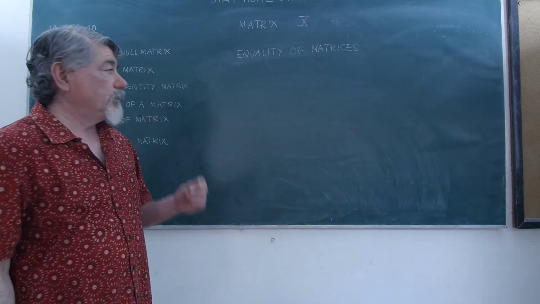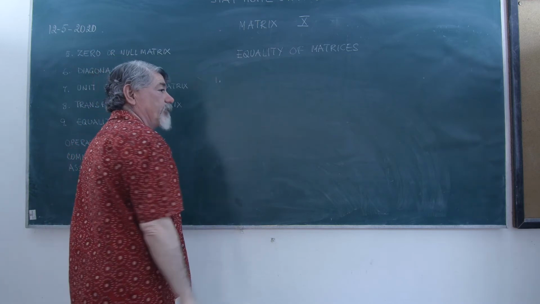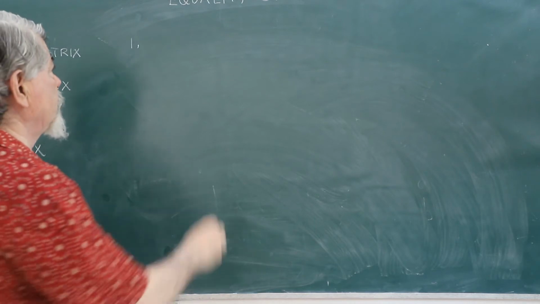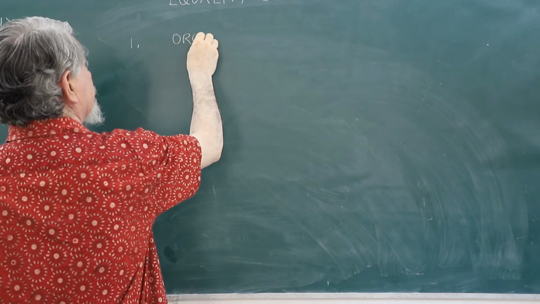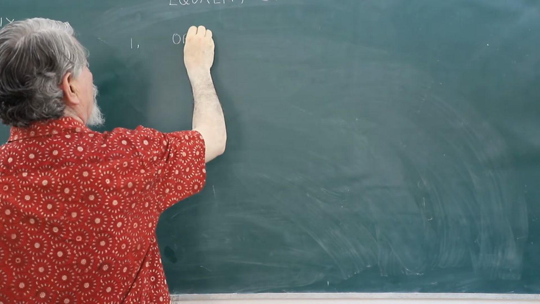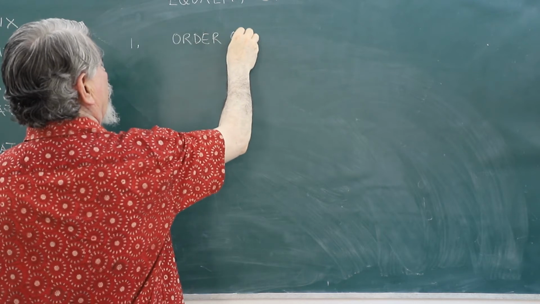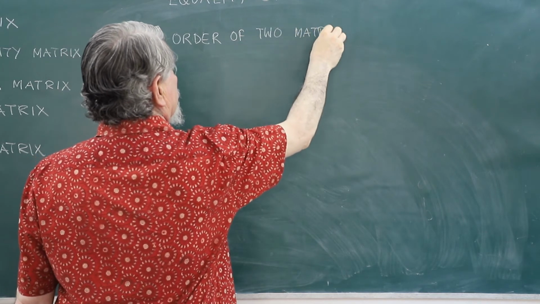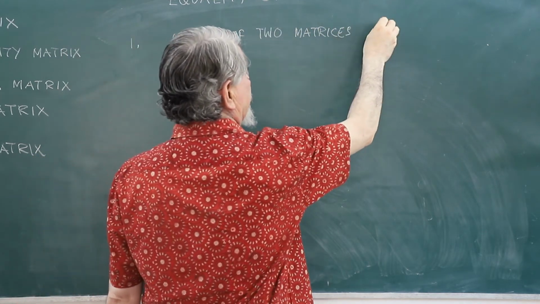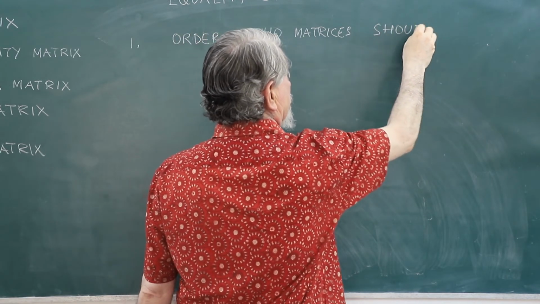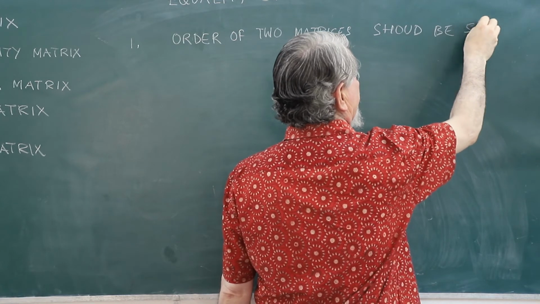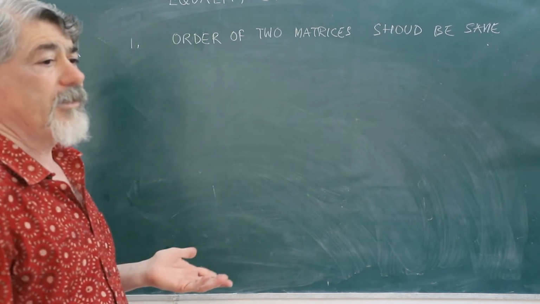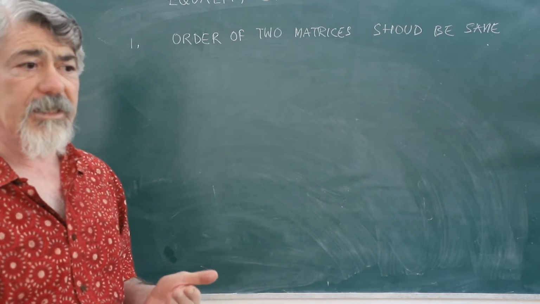Number one, the condition is that two matrices have to be of the same order. The order of the two matrices should be the same. Then only they will be said to be equal. They can be equal to each other only if the order of the matrices is the same.